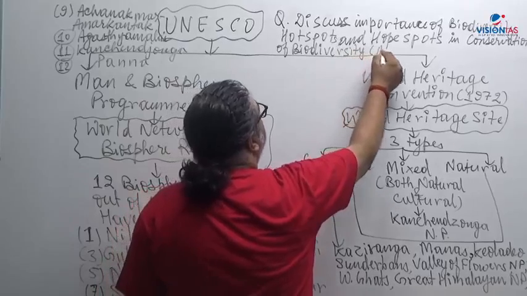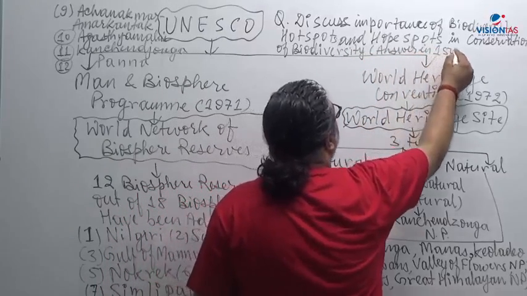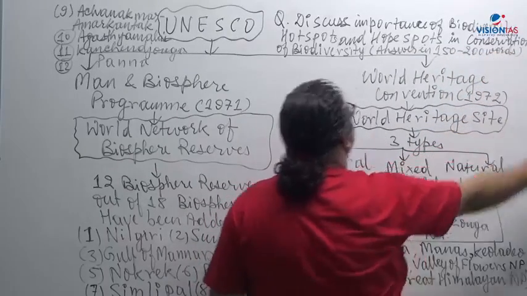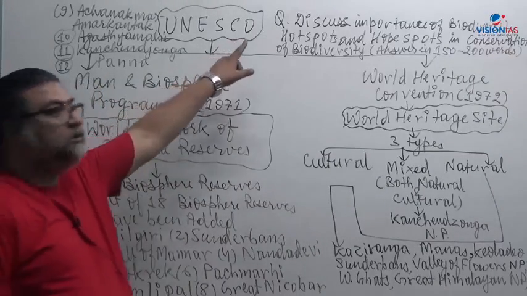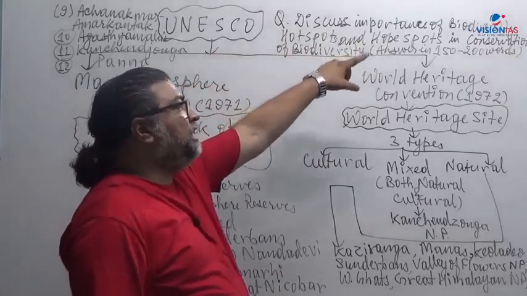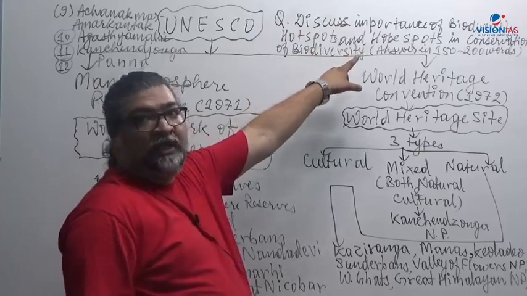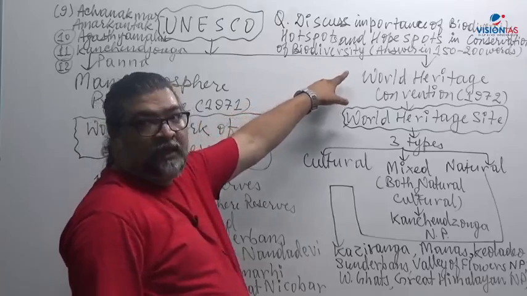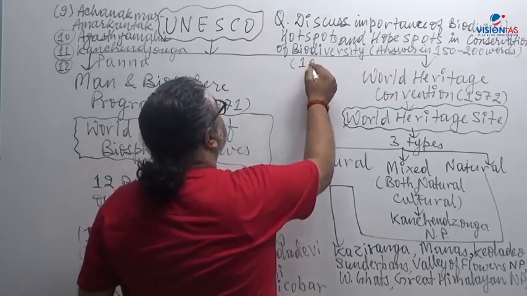You have to answer in 150 to 200 words. 10 marks question. I repeat the question. What is the assignment question? Discuss importance of biodiversity hotspots and hotspots in conservation of biodiversity. Answer in 150 to 200 words, 10 marks question. This is your assignment question.